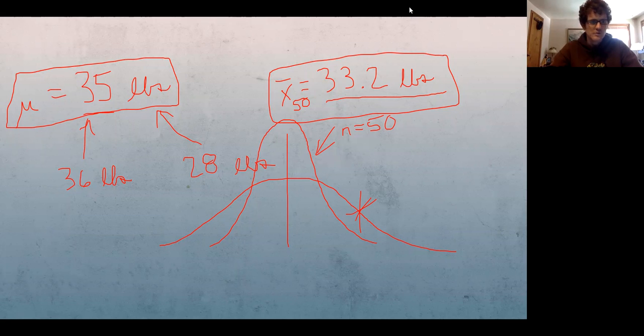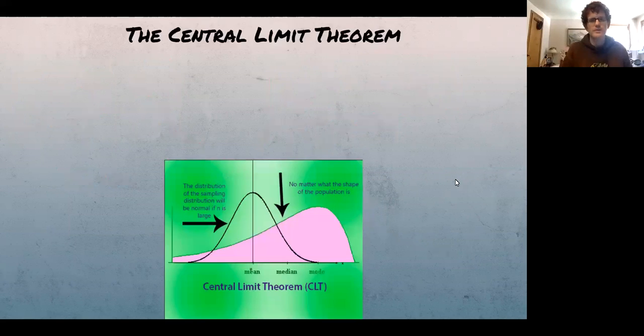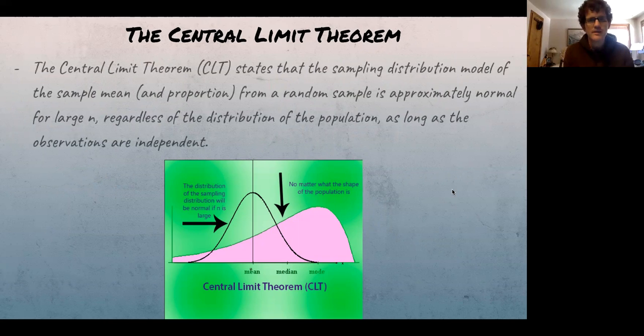But everything that we do with our hypothesis testing is going to be related back to a sampling distribution. And we're going to learn a little bit now. What we didn't talk about yesterday is going to help explain why we're always going to a sampling distribution. We have this lovely theorem here called the central limit theorem. And it states that sampling distributions of sample means from a random sample is approximately normal for large N, regardless of the distribution of the population, as long as the observations are independent.